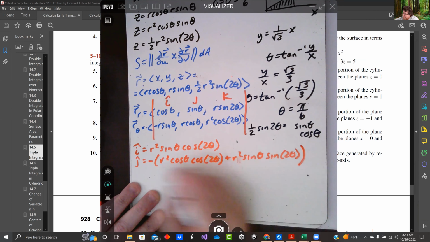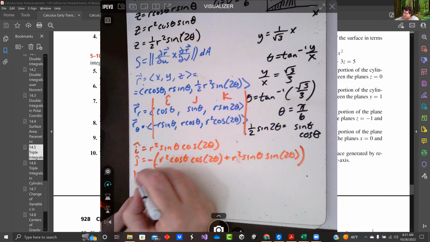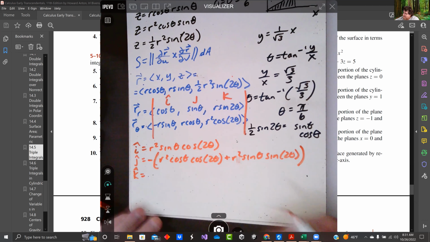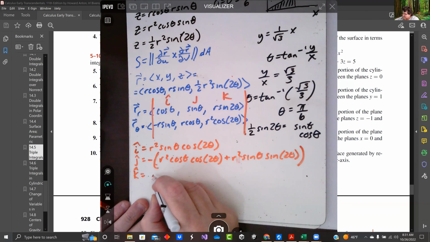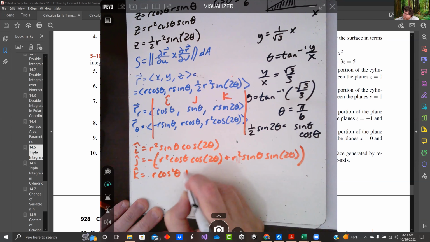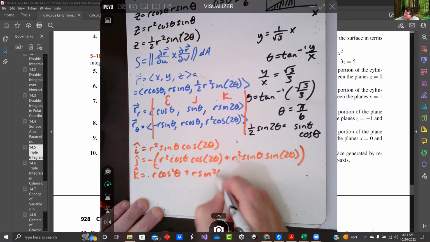So that is that. And then our k component is what we got, r cosine squared theta plus r sine squared theta. Oh, that's easy. That simplifies to r.